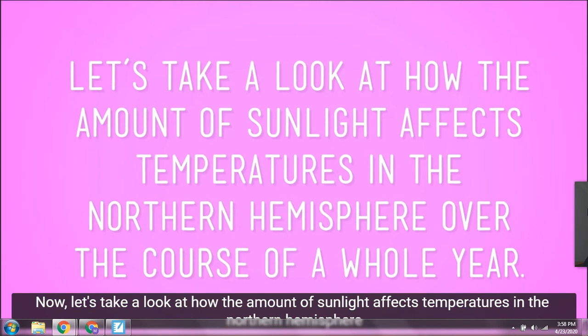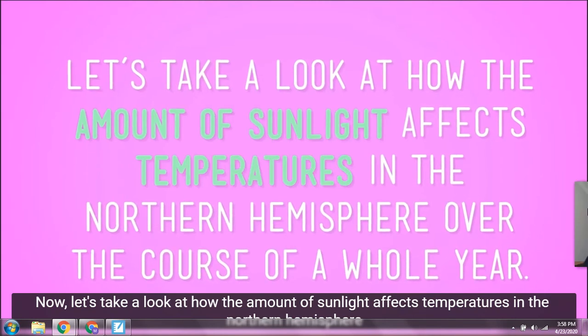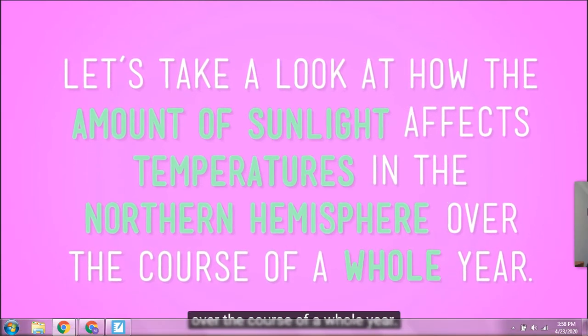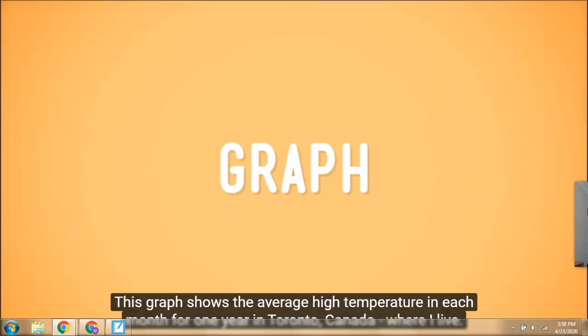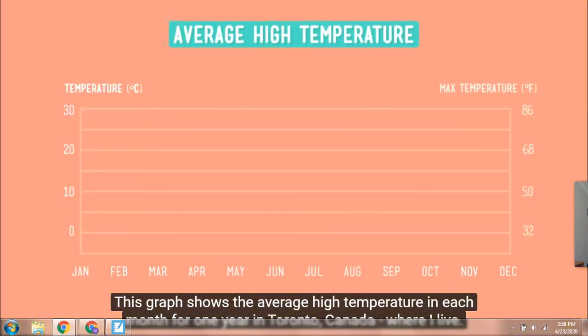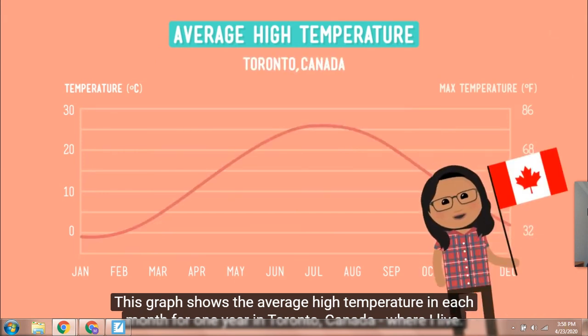Now, let's take a look at how the amount of sunlight affects temperatures in the northern hemisphere over the course of a whole year. An easy way to show this yearly pattern is by using a graph. This graph shows the average high temperature in each month for 1 year in Toronto, Canada, where I live.